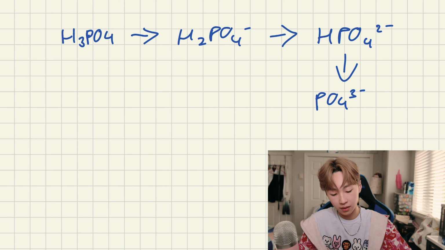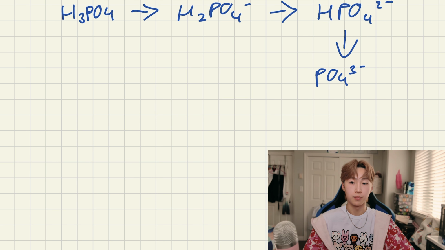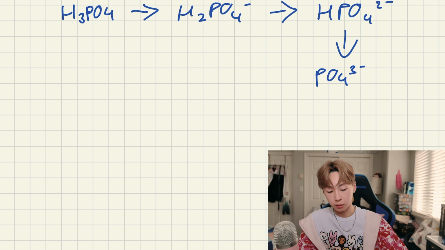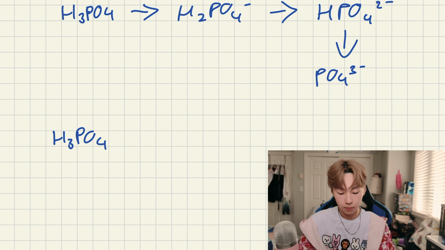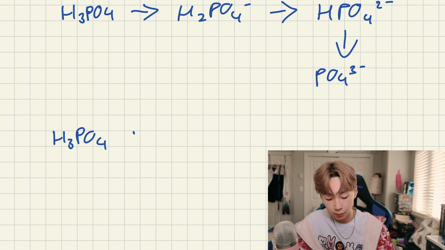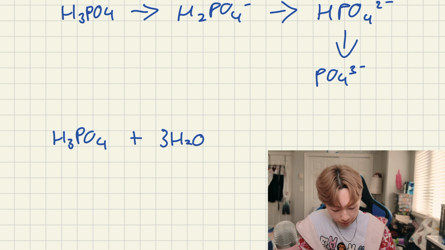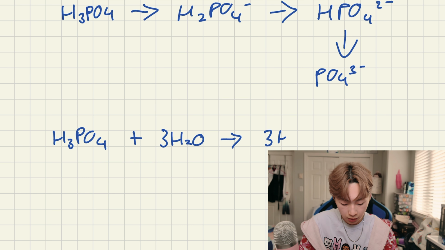And what this means is if they were asking us to write the equation for, for example, the third equivalence point, here's how we would do it. H3PO4. And since we're going to go to its third equivalence point, it's going to be reacting with water 3 times. So we're going to add 3 H2Os to form 3 hydroniums and our PO4 3 minus.